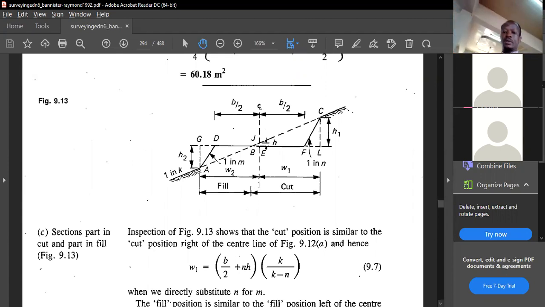So this one is 1:m. This one is 1:n. Okay, this is another scenario. And then we have, of course, your b/2. See, a b/2 is there. Which one is the fill, A or B? Of course, it's A, isn't it? Do you see why A is a fill and B is a cut?